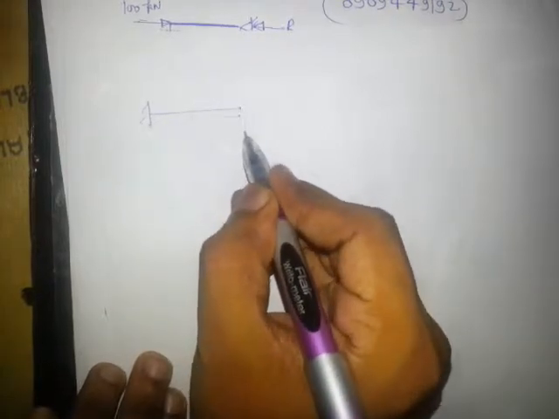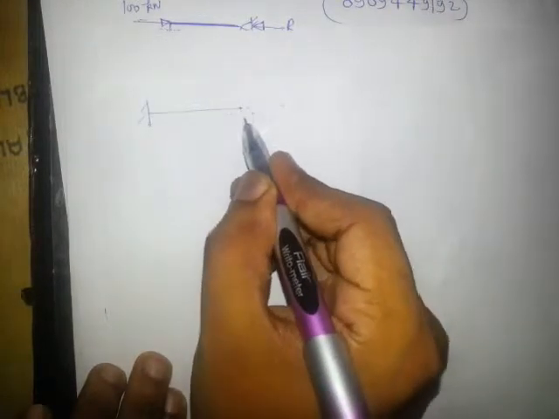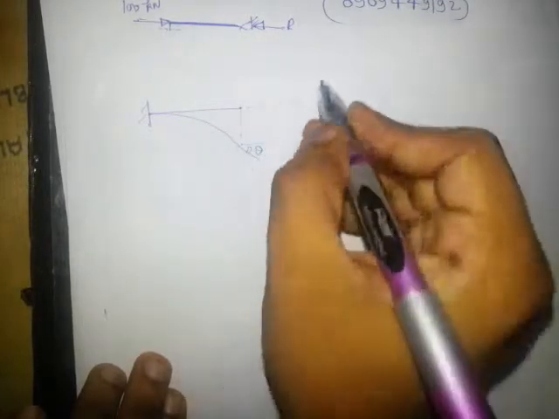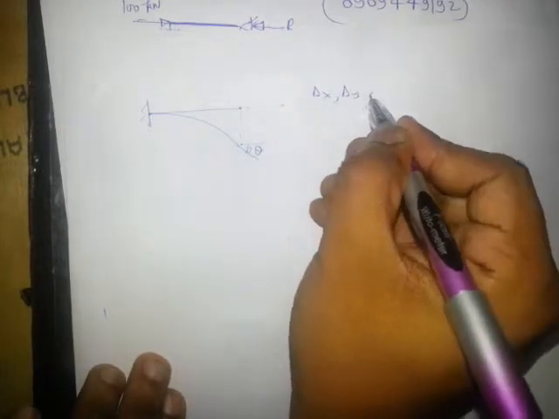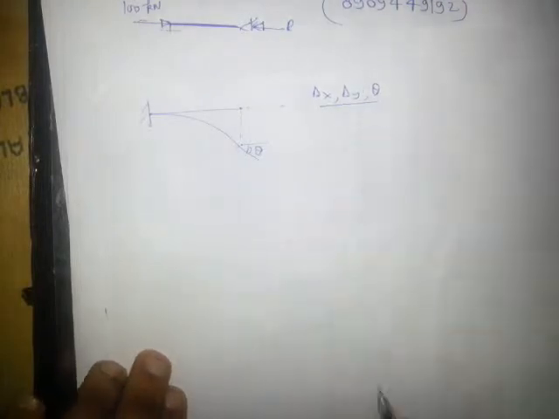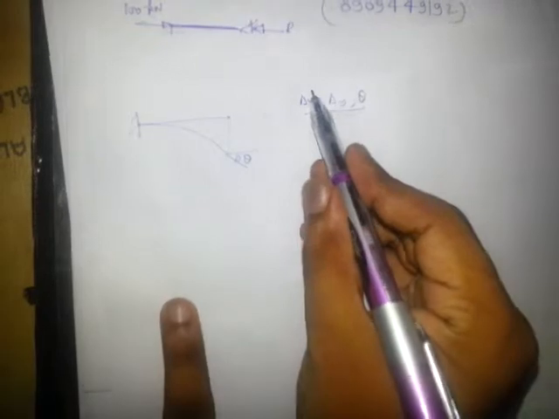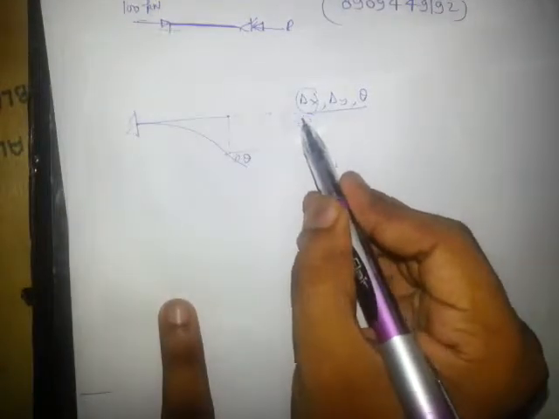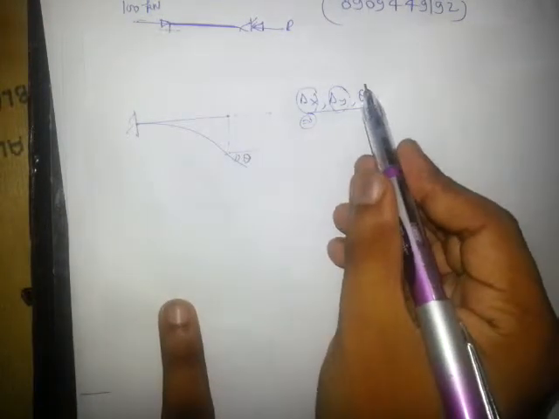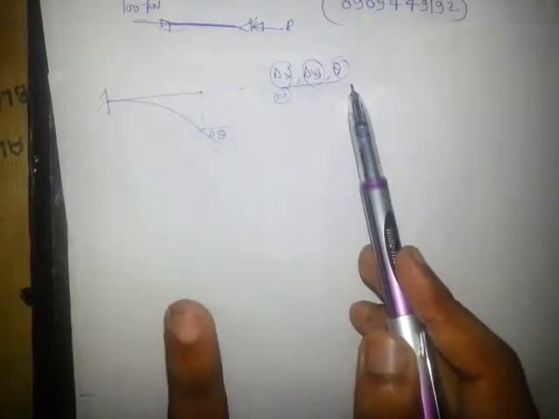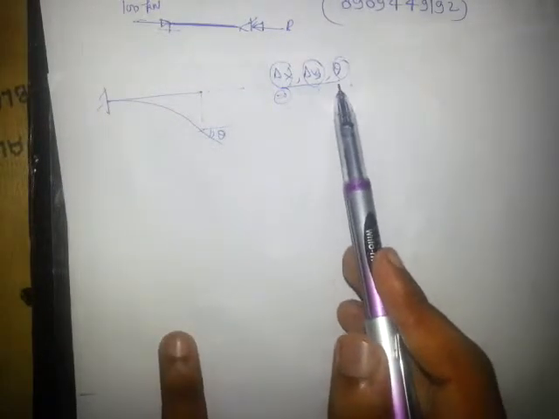It can go down, it can go in this direction, or it can rotate, this is theta, meaning delta x, delta y and theta. Generally frames are treated as axially rigid, meaning delta x will be 0, hence only delta y and theta will be present. Delta y and theta will be present, right? So 2 displacements will be there.